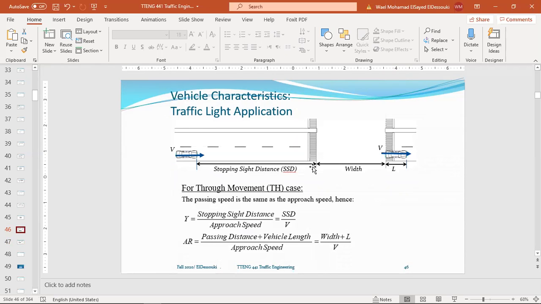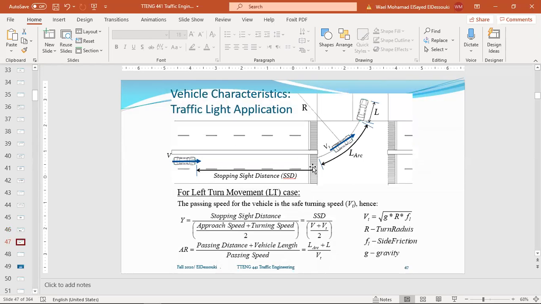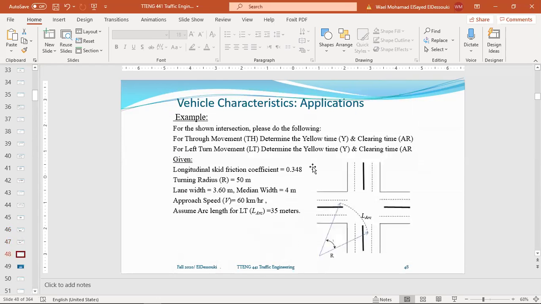Okay, in calculating, this is for the through movement, and this is for the left turn movement. Yes. And we had an example here on how to determine the yellow time and the all red time.